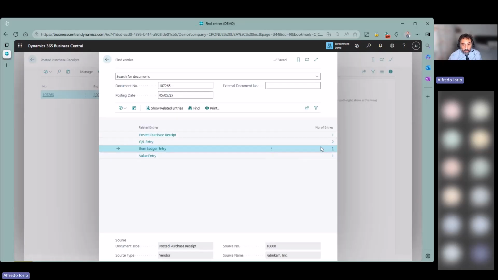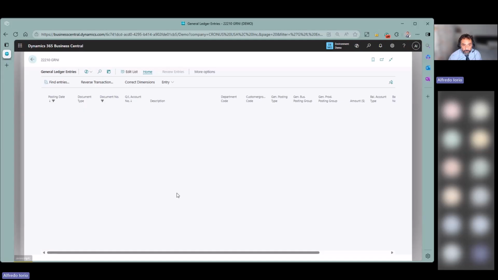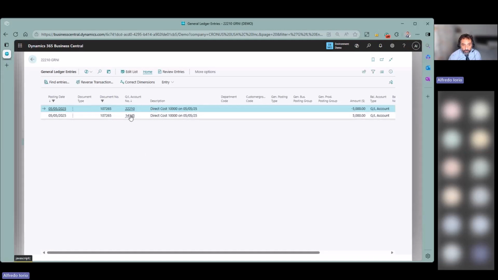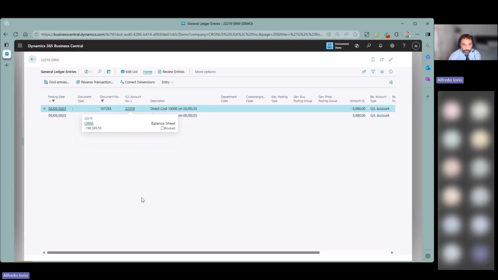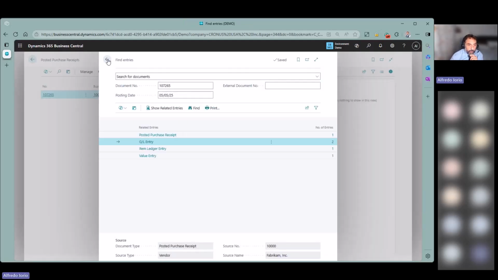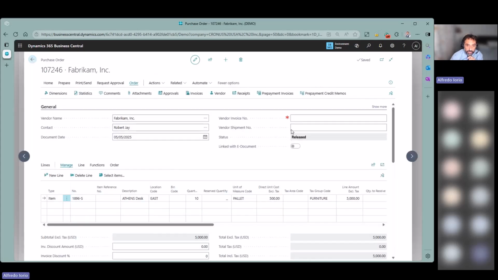So, and the general ledger entries now show pretty much what I showed you earlier. 14145 inventory accrual, 22210 goods received not invoiced, right? Which is inventory account accrual interim in the general posting setup. So that's how it works. What happens when we get the invoice from the vendor?